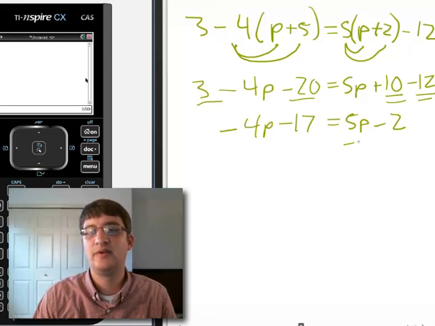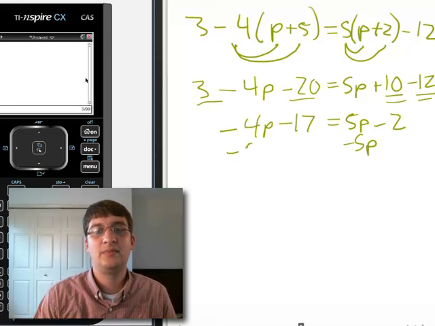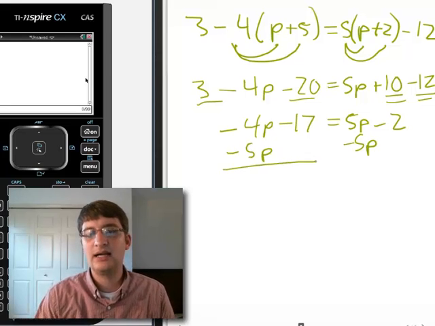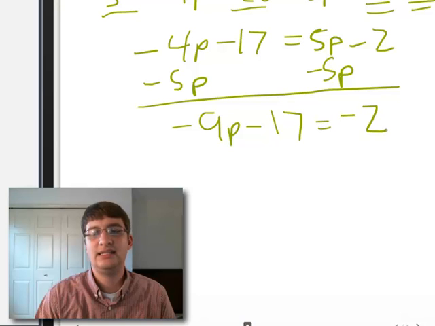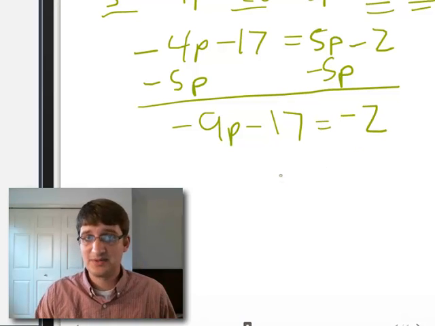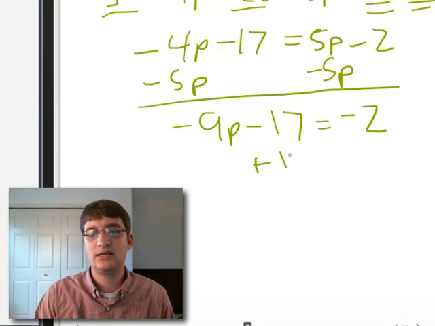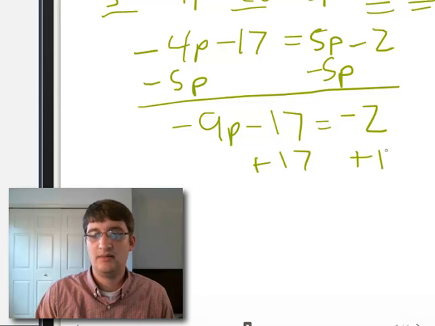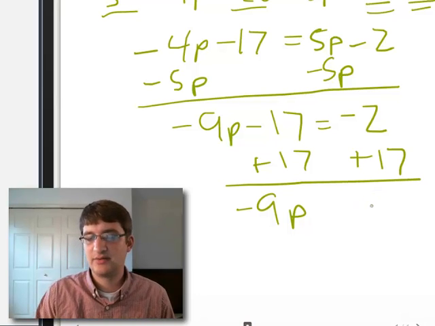So I'm going to move this 5p by subtracting it, because it's positive right now, and I'm going to move that over here. That's going to result in a negative 9p, minus 17 equals negative 2. And at this point, you are absolutely correct in thinking that we just have to move the 17 over, which I'm going to do next. Add 17, and I get negative 9p, and negative 2 plus 17 is equal to positive 15.